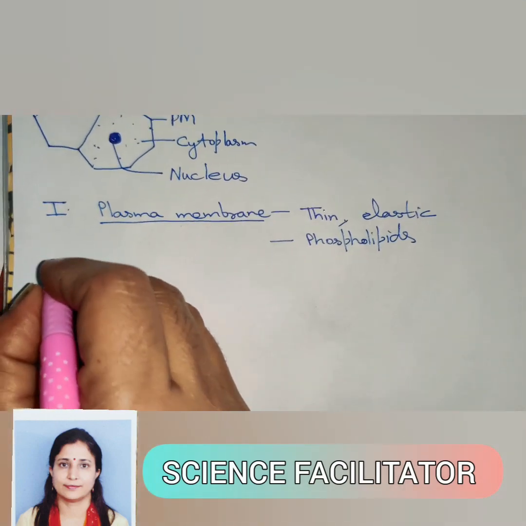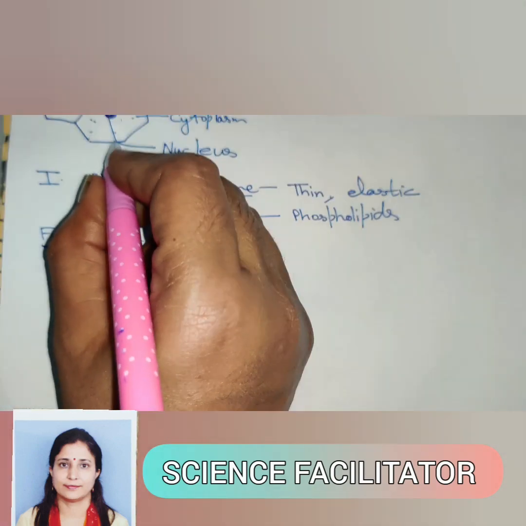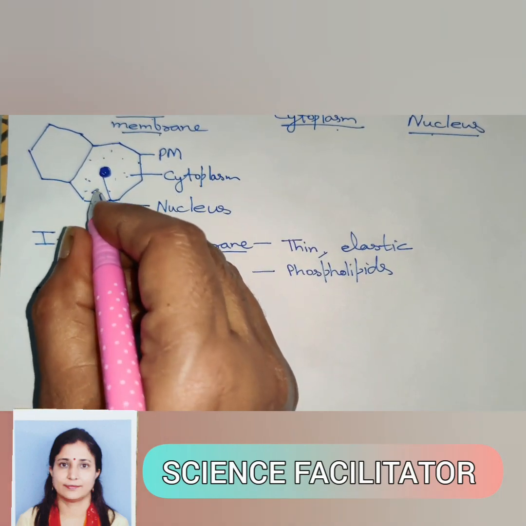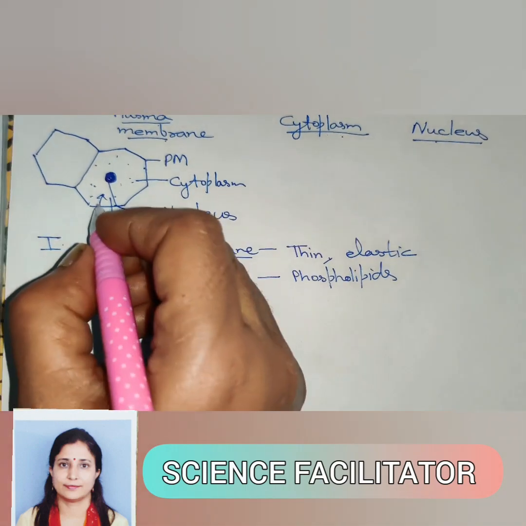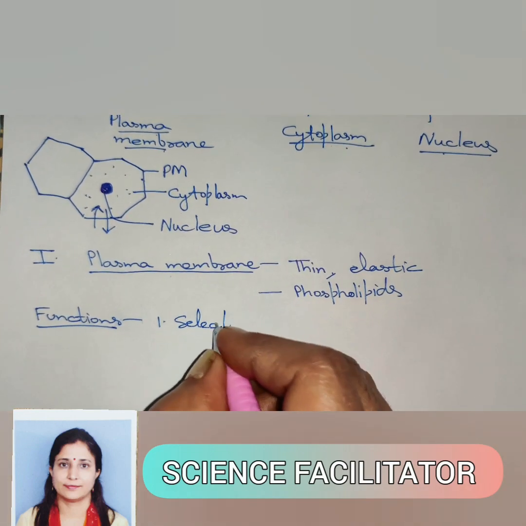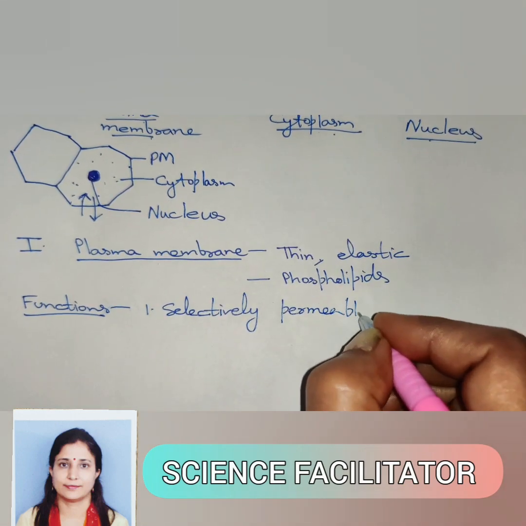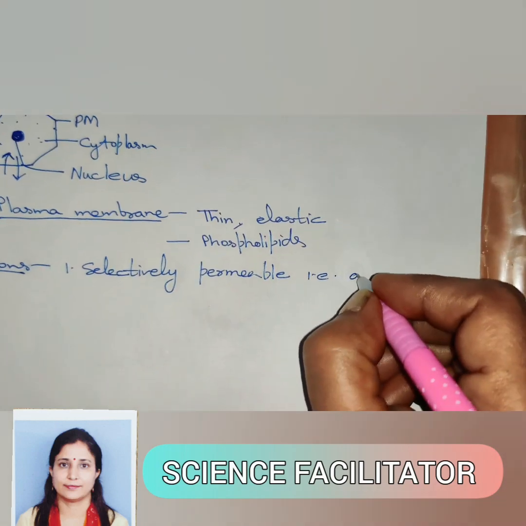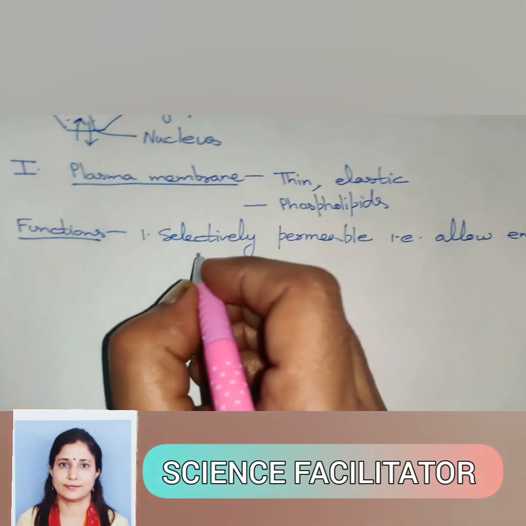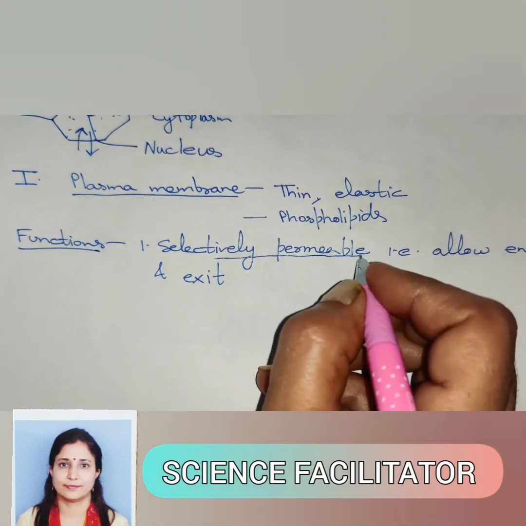What are the main functions of plasma membrane? As being the outermost boundary, it will allow entry and exit of material inside the cell and outside the cell. It will allow exit of materials, it will allow entry of material, but it is selectively permeable. Selectively permeable means it allows entry and exit of only selective substances, like entry of nutrient molecules and exit of waste material. So it is selectively permeable membrane, very important term.